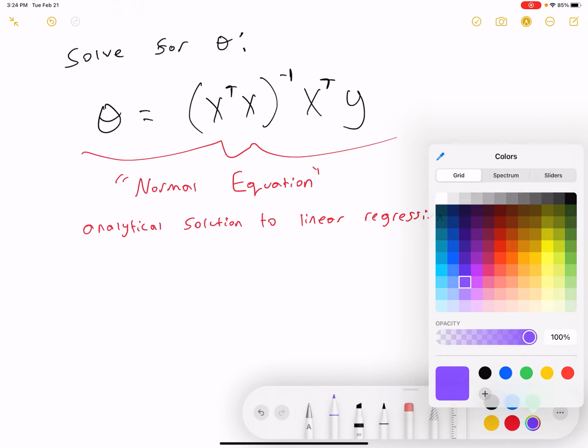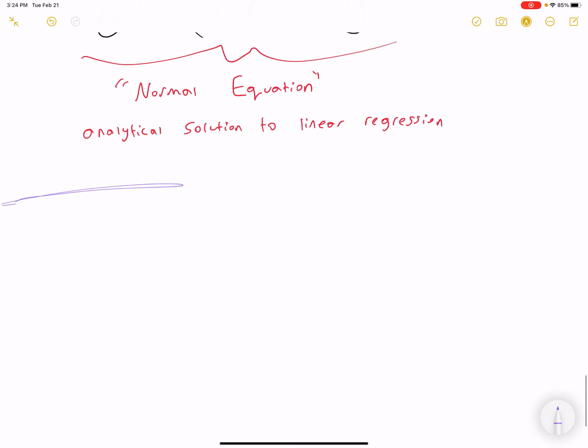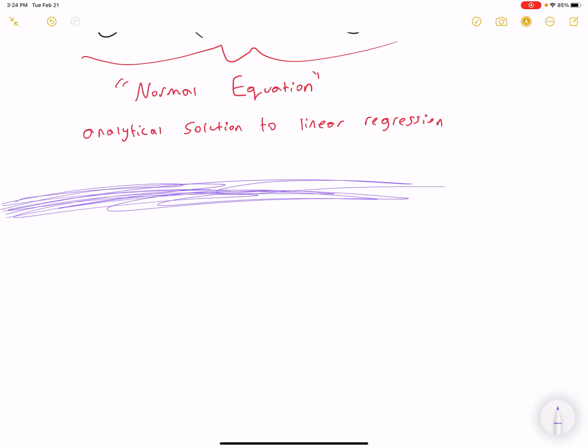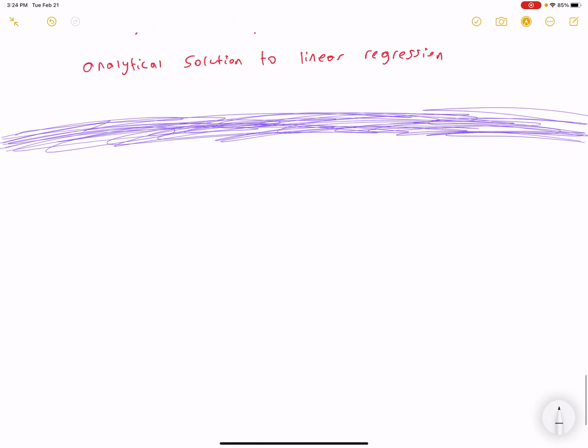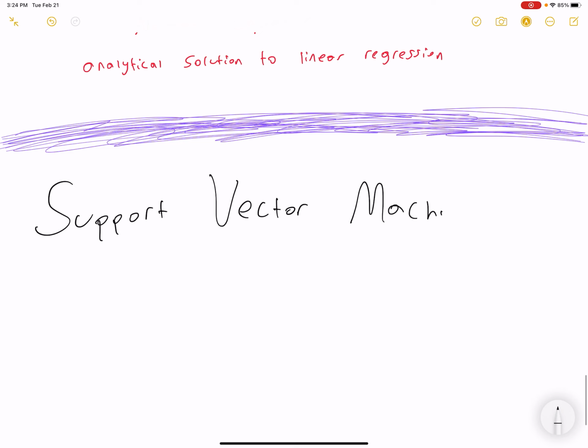So now we're going to talk about, new section, the final supervised learning method that we're going to learn about besides neural networks. And they are called support vector machines. And this is a fun topic, in my opinion.